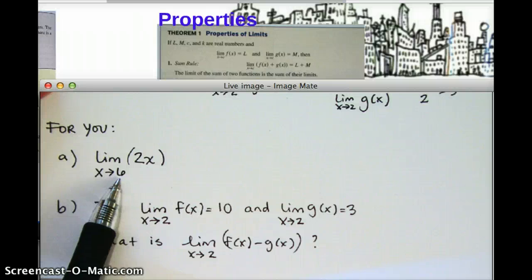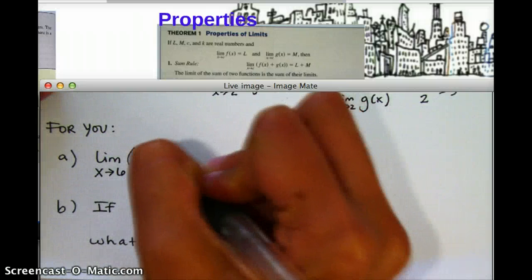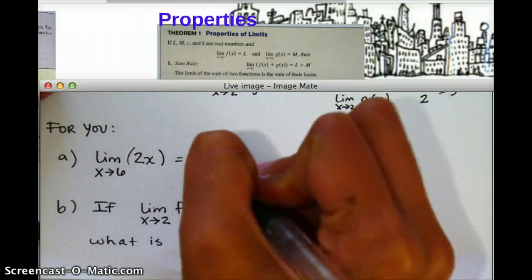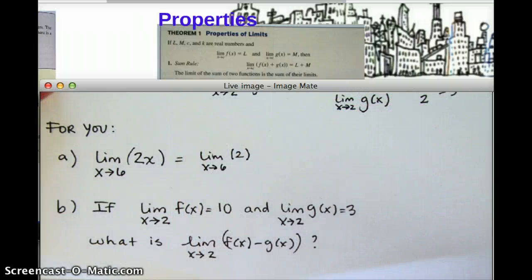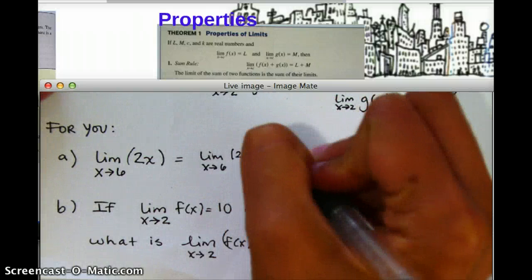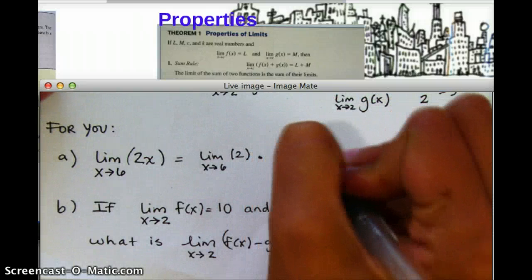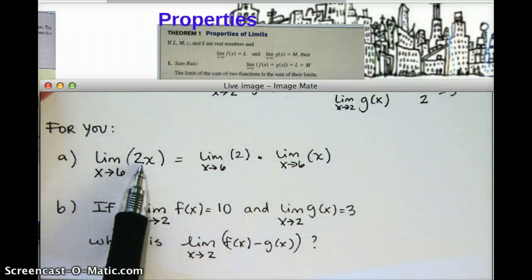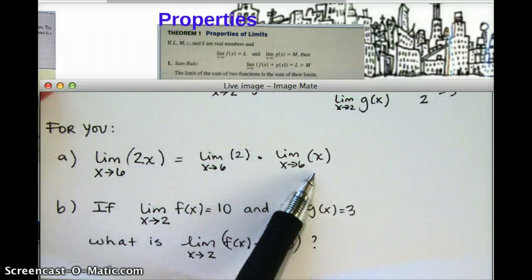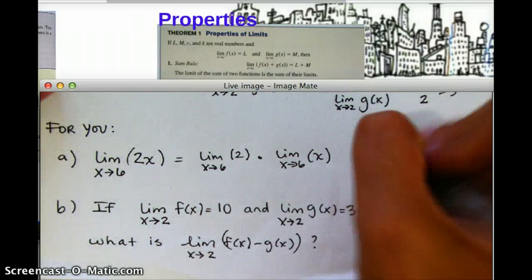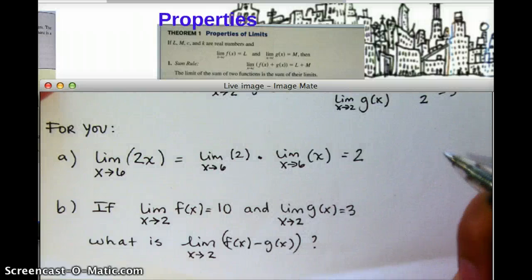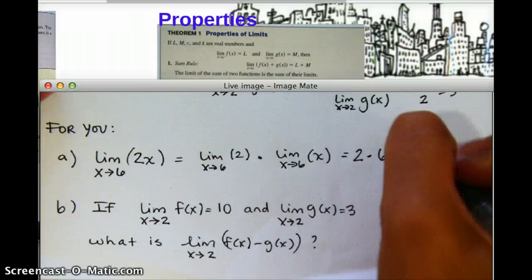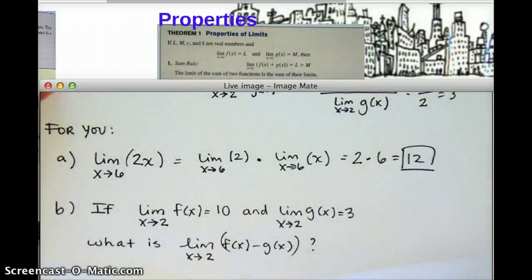The limit as x approaches 6 of 2x is the same thing, by the product rule, as the limit of 2 as x approaches 6 times the limit of x. The product rule says if you have multiplication inside of your limit, you can split it into two limits. Now, this is the limit of a constant, so the answer is 2, and this is the limit of the identity, so the answer is 6, which means 12 is my final answer.